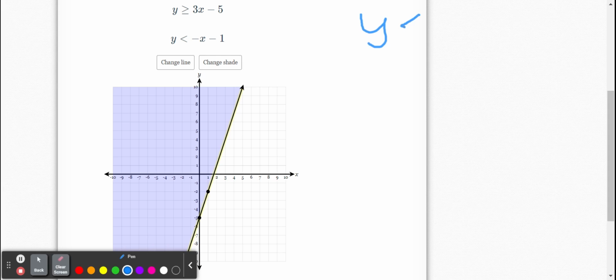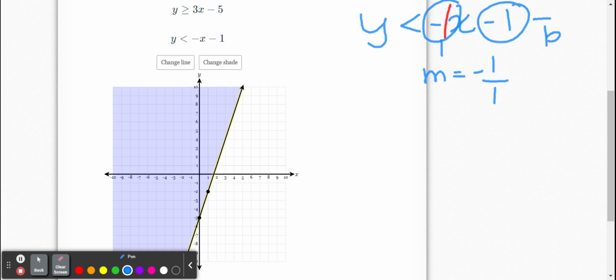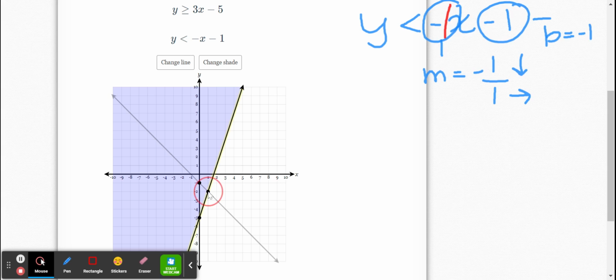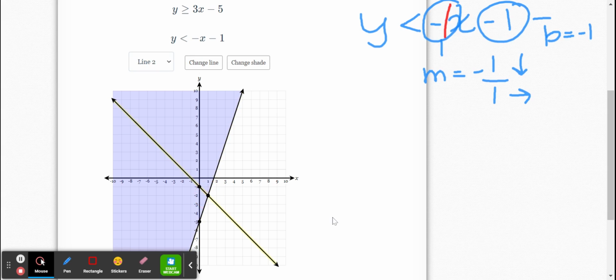So y is less than -x minus 1. Remember, if there's no number in front of the x, it has that little invisible 1. So our slope here is -1. I'm going to put that over 1. And our y-intercept is also -1. Okay, so we're going to start at -1 on our y-axis, go down 1, to the right 1. So I'm going to go to my graph, start where y is -1, and go down 1, to the right 1. Okay, so our line is graphed.